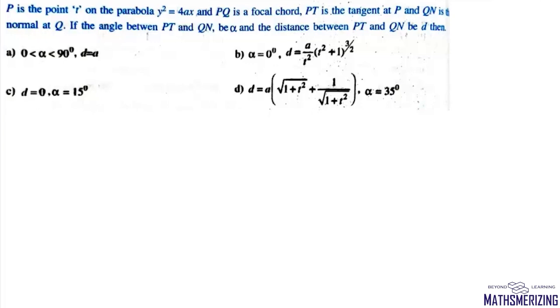Now here the question is, P is a point on the parabola y² = 4ax, and PQ is the focal chord, PT is a tangent at P, and QN is a normal at Q. Then if the angle between PT and QN be alpha, and the distance between PT and QN be D, we need to find the value of alpha and D. So we'll draw this parabola.